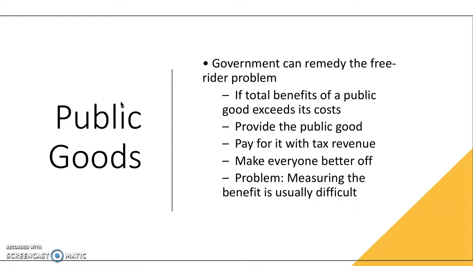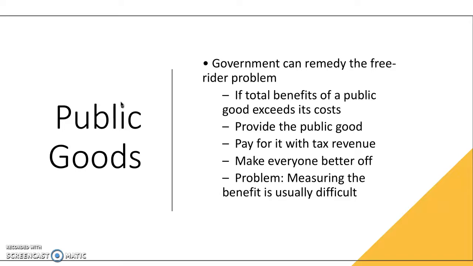Government can remedy the free rider problem if the total benefits of a public good exceed its cost. That provides the public good more holistically. It's paid for with tax revenue, and because everyone pays taxes, or definitely should, without penalty, it makes everyone better off.